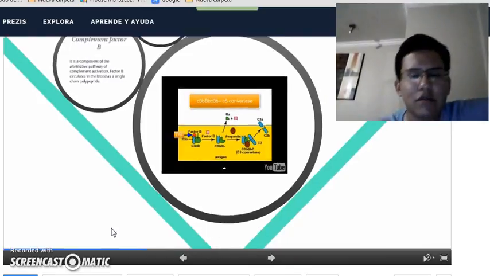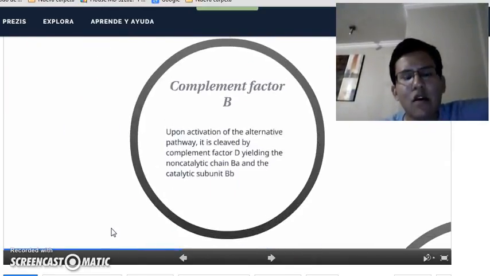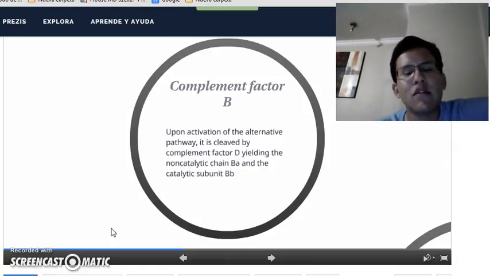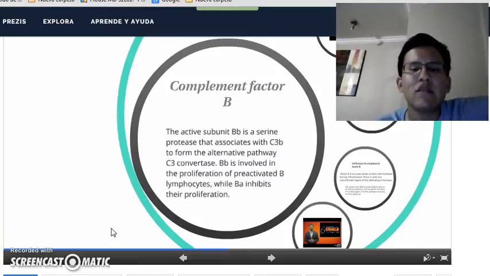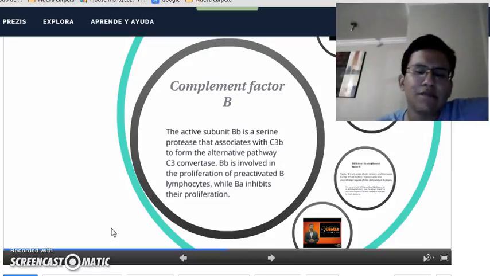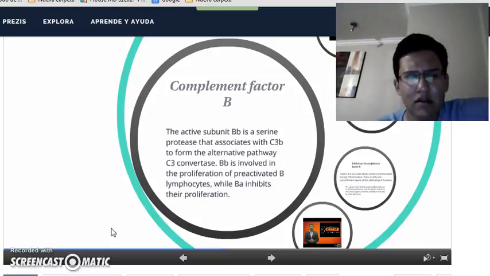We're gonna continue. Complement factor B, upon activation of the alternative pathway, is cleaved by complement factor D, changing the non-catalytic chain Ba to the catalytic subunit Bb. The active subunit Bb is a serine protease that associates with C3b to form the alternative pathway C3 convertase. Bb is involved in the proliferation of pre-activated B lymphocytes, while Ba inhibits their proliferation.